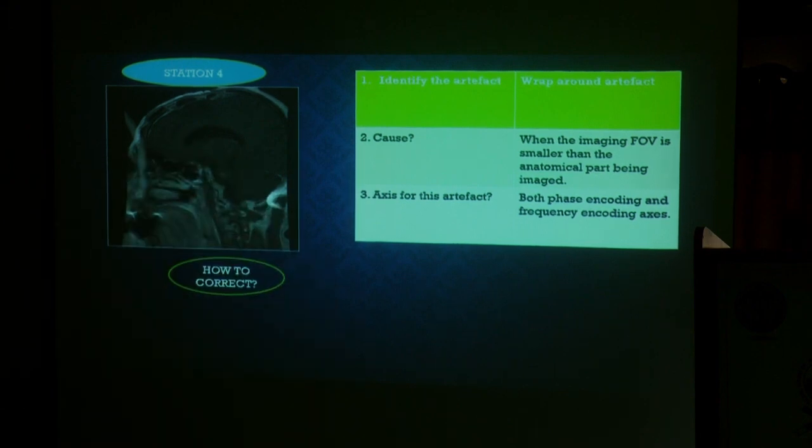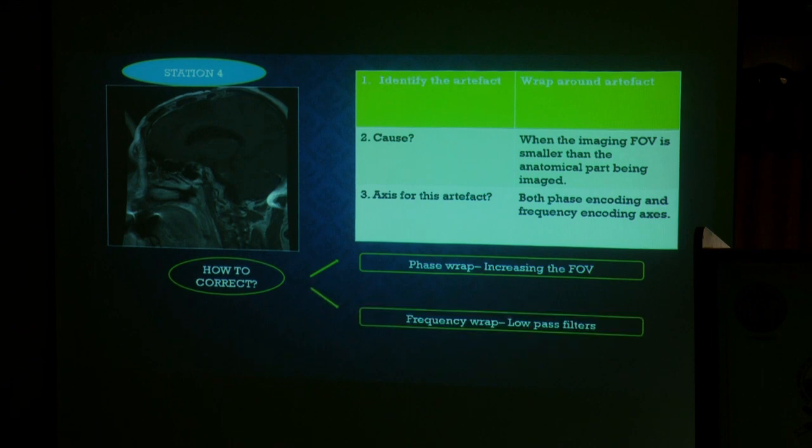Already I said that when the FOV of the anatomical part being imaged is very small, we should expand the FOV. So it can be corrected by phase wrap, that is increasing the FOV, and frequency wrap, that is low pass filters. So coming to next artifact, what is this?